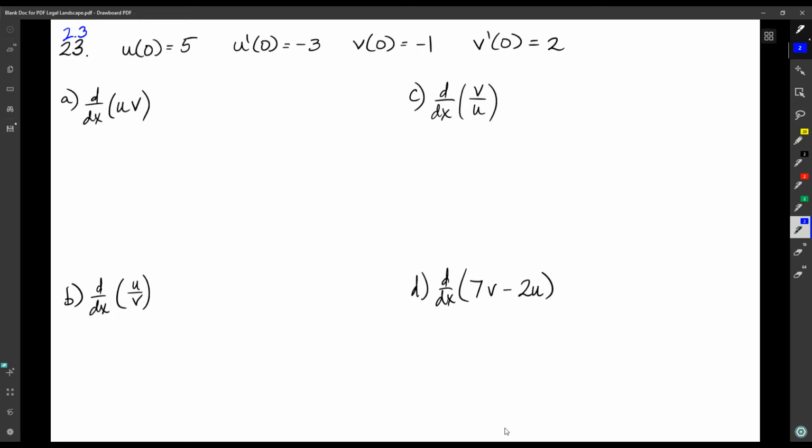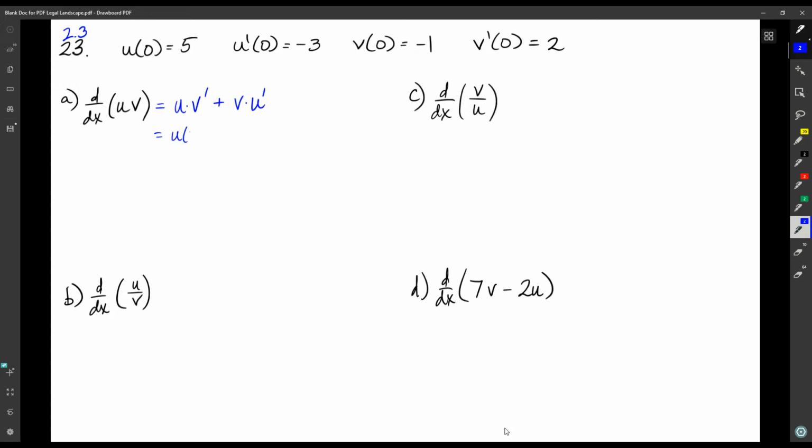We have u times v, so the derivative is going to be found with the product rule. So we're going to look at u times v prime plus v times u prime. That's the product rule there: the first times the derivative of the second plus the second times the derivative of the first, and then all of these evaluated at 0.